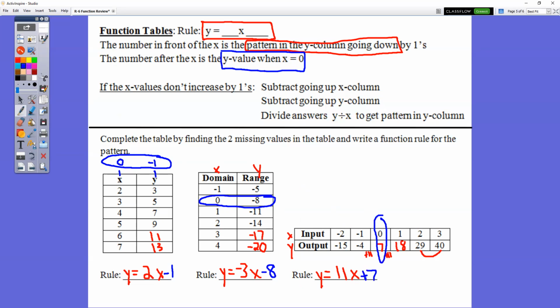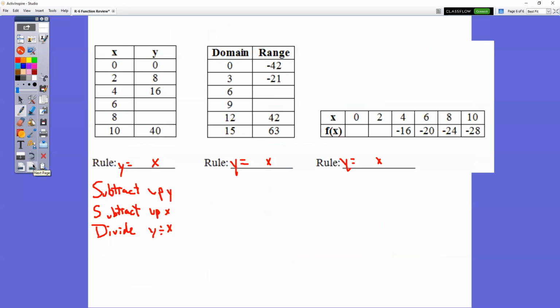So on your homework today, you'll have three questions that look just like this. Look at your pattern going down the y column. That's the number that goes in front of your x. And when x equals 0, whatever your y value is your plus or minus after the x. Now, the last type of question is when your x column doesn't go by ones, when it goes by 2s or goes by 3s or something like that.